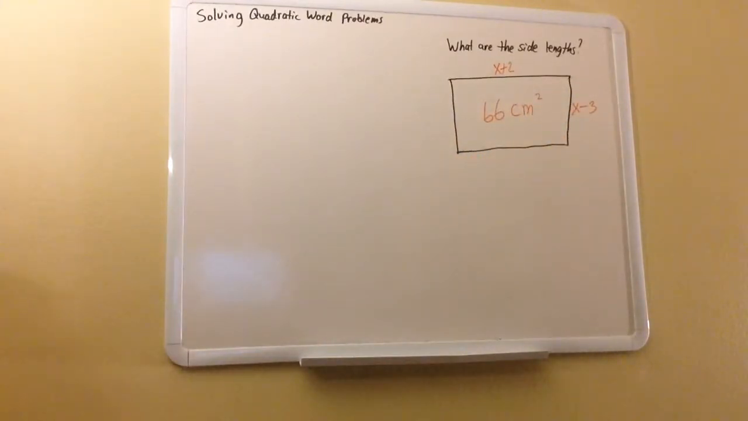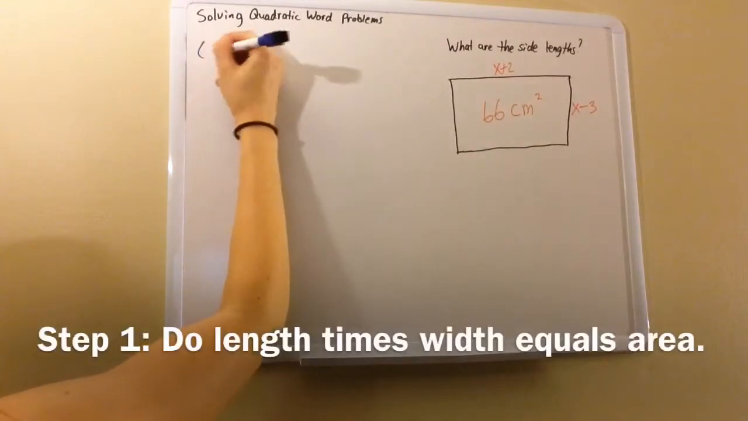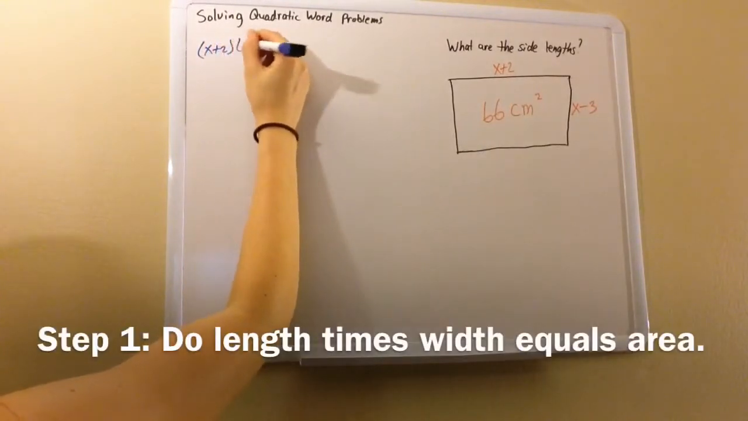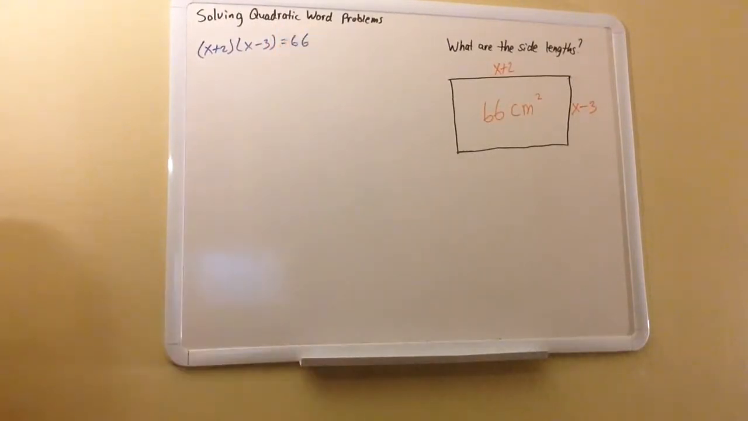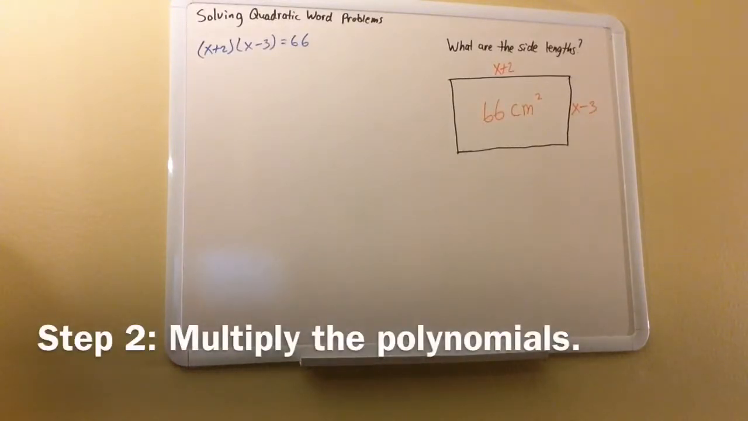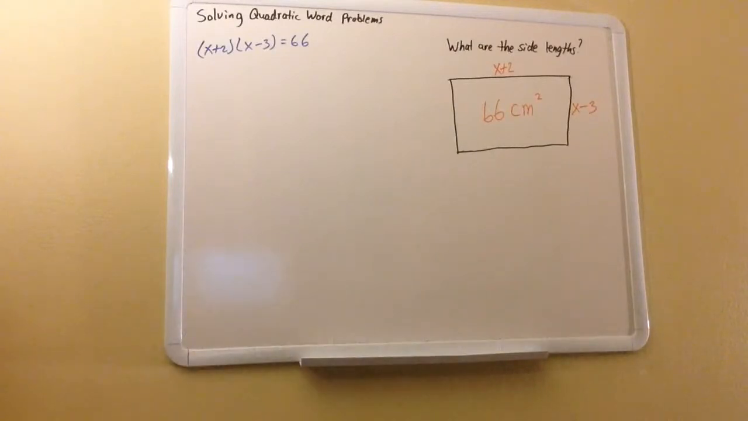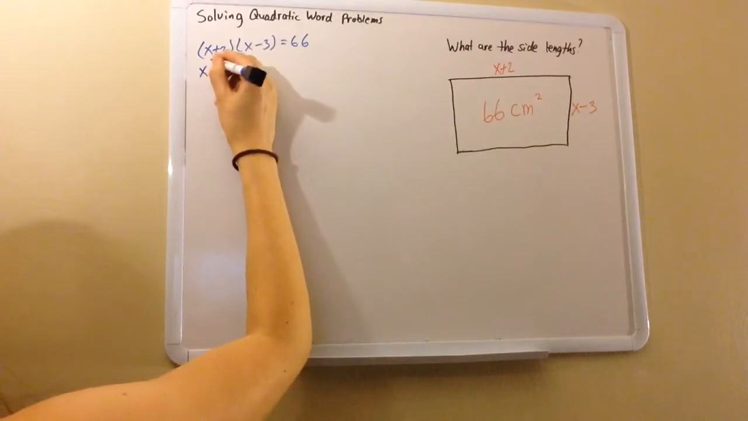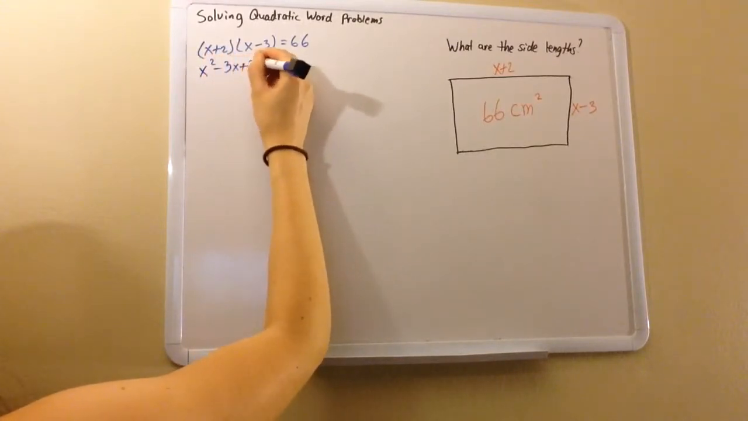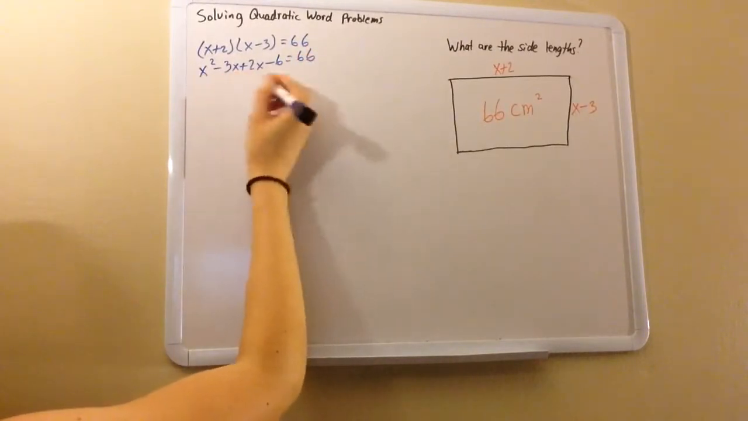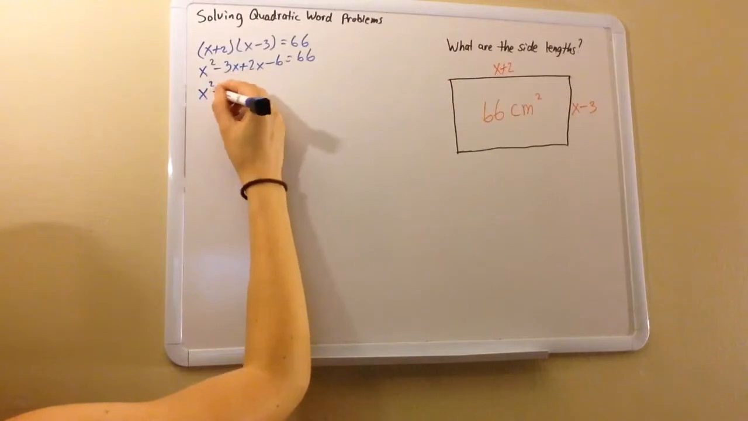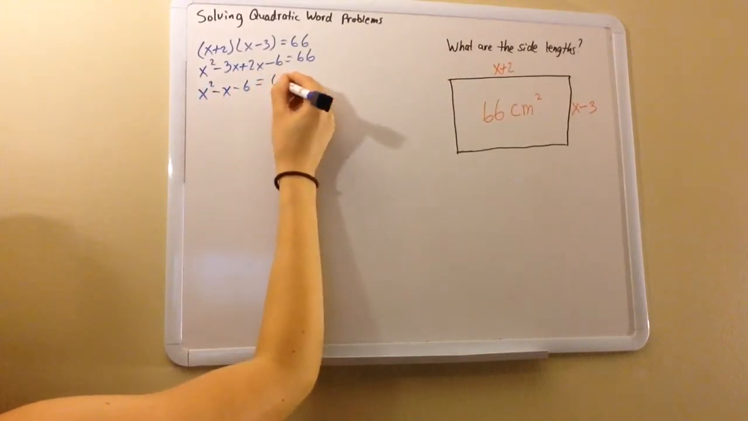So I'm going to write that down. It's just length times width. So the length times the width is equal to the area. And now I'm just going to solve this out. First I need to multiply it out. To multiply it out, you should look up my multiplying polynomials video if you're not sure. I'm just going to FOIL this. So it's x squared minus 3x plus 2x minus 6 equals 66. I'm going to combine like terms here, so it's going to be x squared minus x minus 6 equals 66.